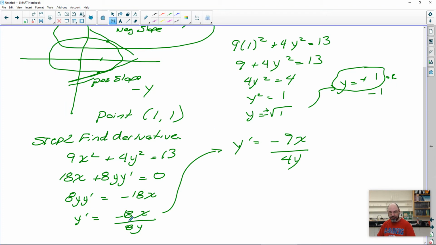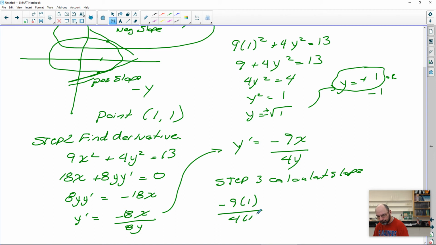Now, in step 3, we'll find our slope by plugging in our point (1, 1). Calculate the slope. The derivative represents the slope, so slope equals, if we plug in the numbers, negative 9 times 1 over 4 times 1, equals negative 9 over 4. That's our slope.